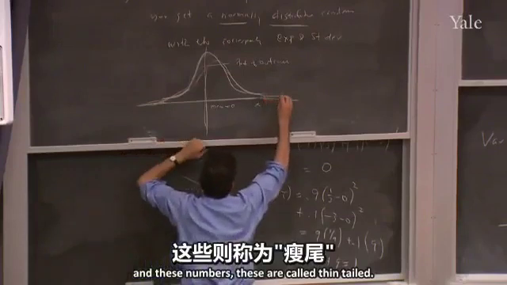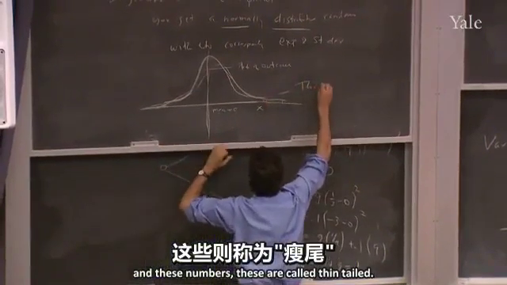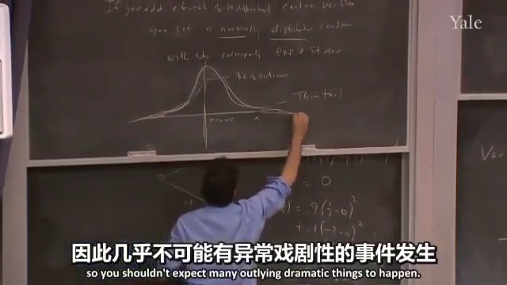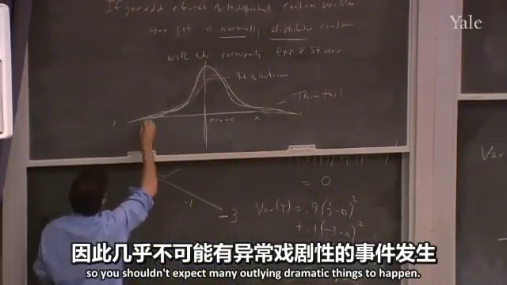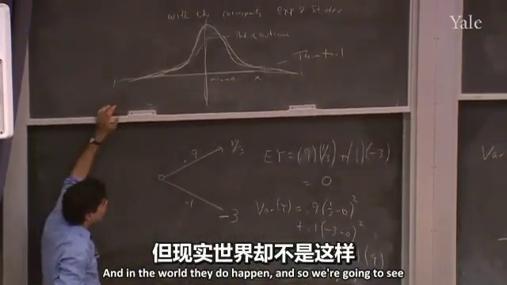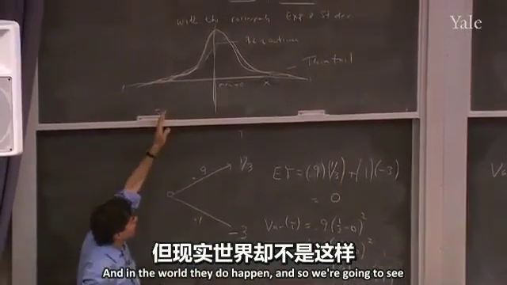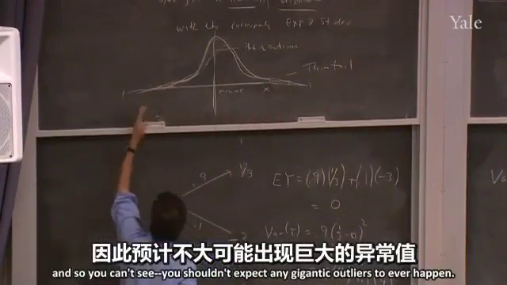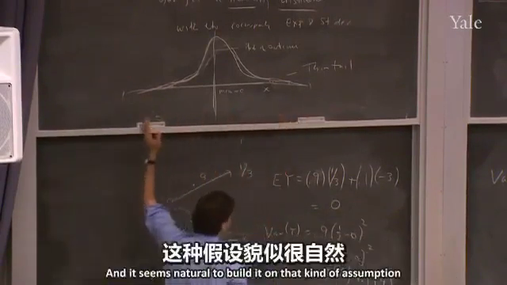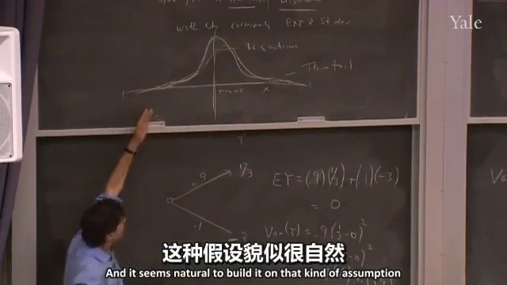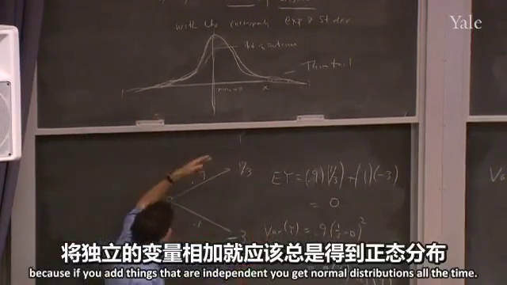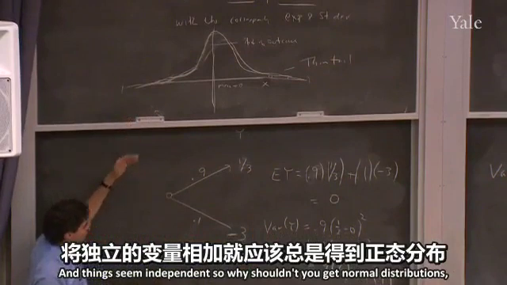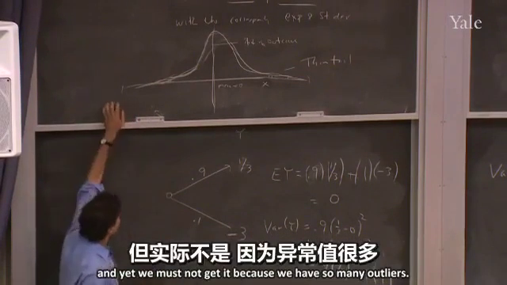And these tails are called thin-tailed. These probabilities go to 0 very fast. So you shouldn't expect many outlying dramatic things to happen. Okay? And in the world, they do happen. And so we're going to see that much of classical economics is built on normally distributed things. And so you shouldn't expect any gigantic outliers to ever happen. And it seems natural to build it on that kind of assumption, because if you add things that are independent, you get normal distributions all the time. And things seem independent. So why shouldn't you get normal distributions? And yet, we must not get it because we have so many outliers.